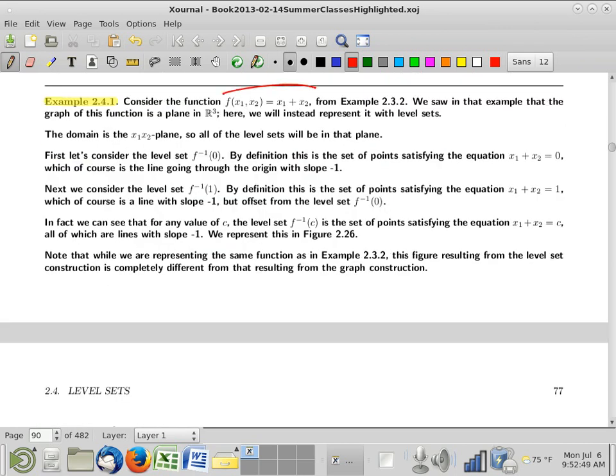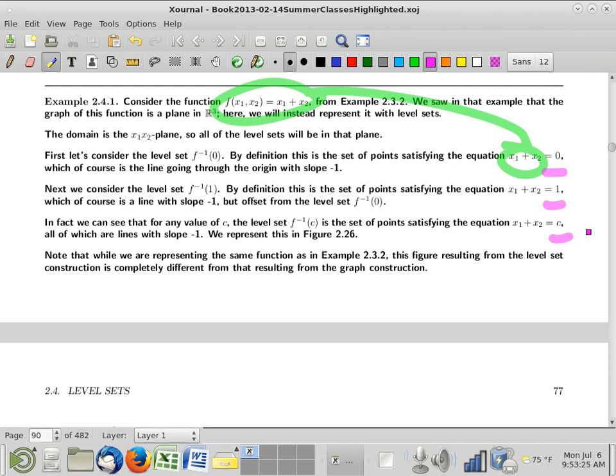Here is a function. We drew the graph of this function previously. The graph you get by taking this output, x1 plus x2, and setting it equal to a new variable, a third variable, y, thus giving you a three-variable equation, and thus what ends up being a plane. Okay. Not what we're going to do here. Here, for the level set construction, we're going to be taking the output values of the function and setting equal to various different constants.